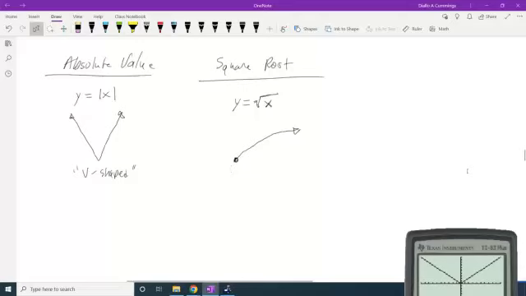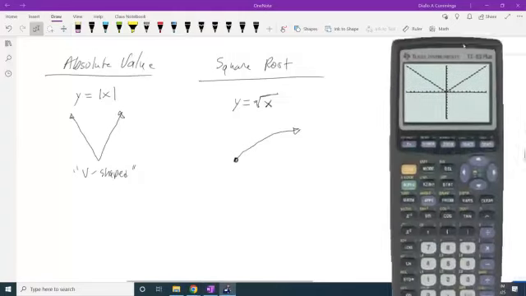So notice this one keeps on going forever, but this one stops here and then keeps on going. The reason why this one has a stopping point is because you can't have a negative radical. So that's why it doesn't extend the entire graph, the entire domain.